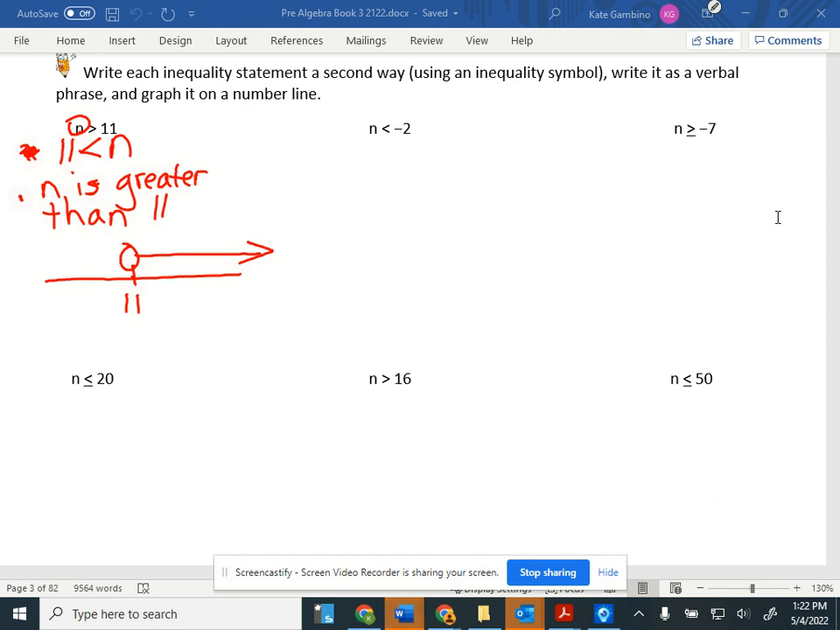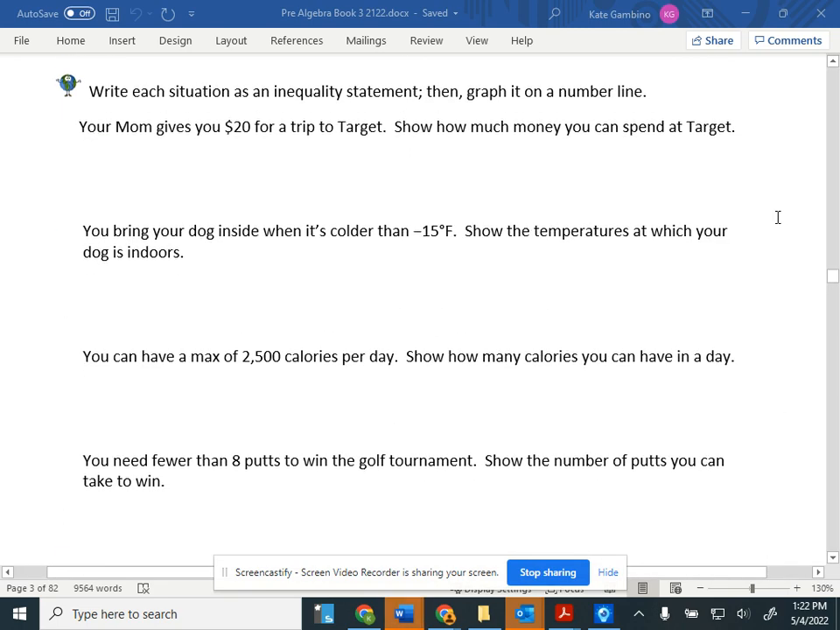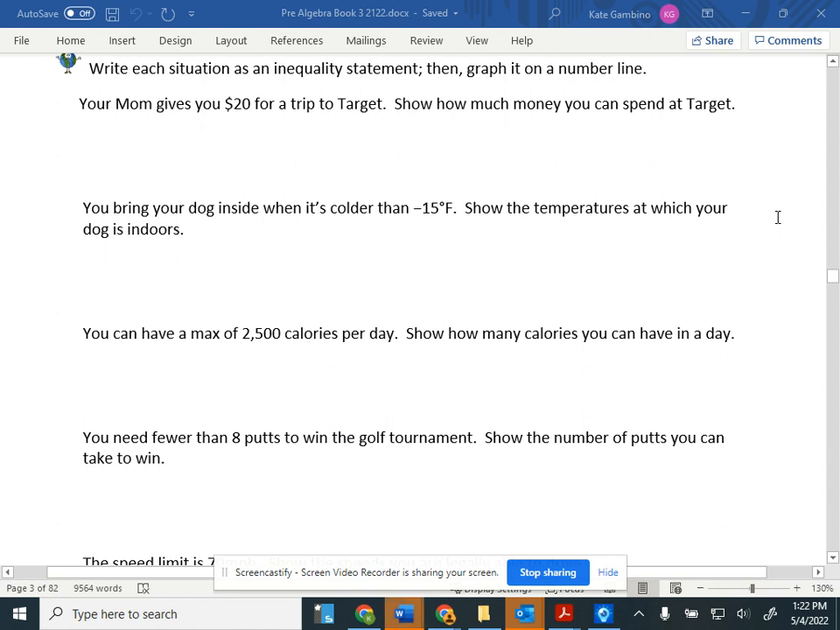Now let's look at our second page. Write each situation as an inequality statement, then graph it on a number line. So we don't have to write it verbally because they're writing it verbally. So your mom gives you $20 for a trip to Target. Thank you, Mom. Show how much money you can spend at Target. Are we spending all of our $20 at Target? Maybe. Owen's definitely going to make sure he gets it down to that penny.